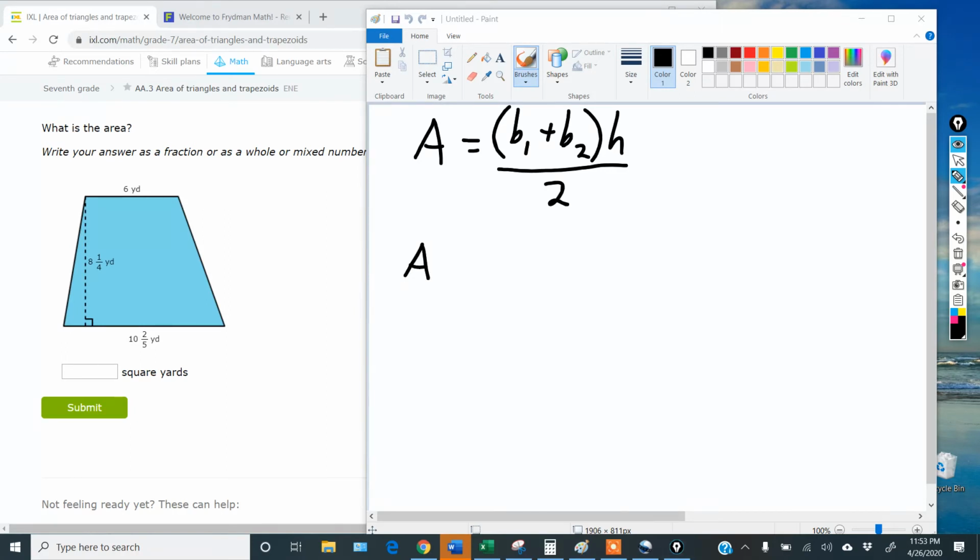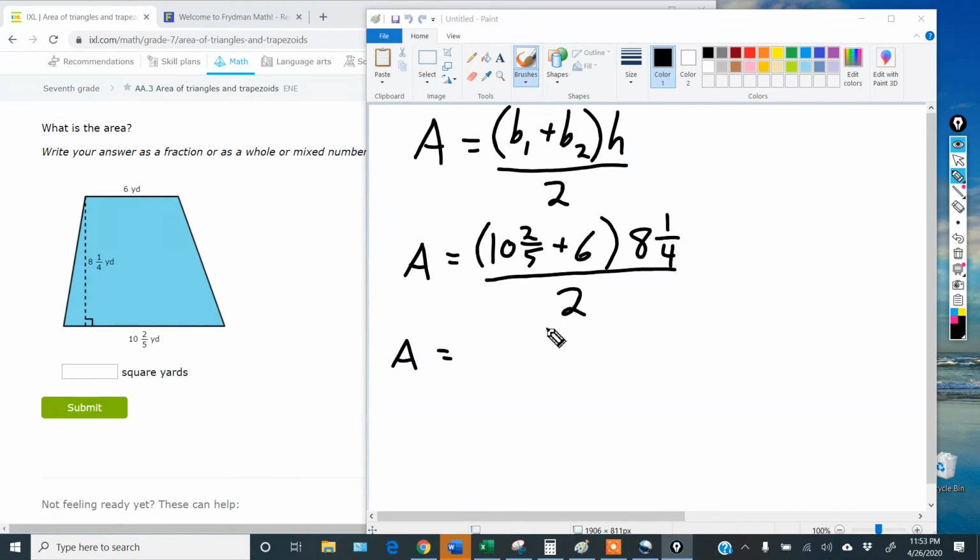So the area in this case is, let's call this one base 1 and this one base 2. So then we have 10 2/5 plus 6 times the height, which was 8 1/4, all of that divided by 2. Now this part is pretty easy actually. 10 and 2/5 plus 6 is just going to be 16 and 2/5. And then we need to take that and multiply it by 8 and 1/4, and then divide all of that by 2. Now to multiply these things, that is going to be a little bit tougher.